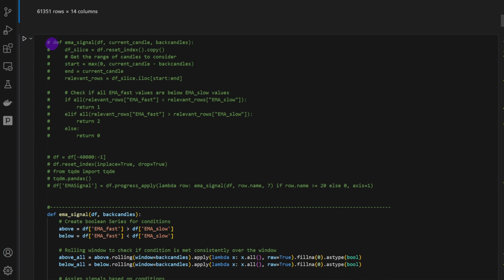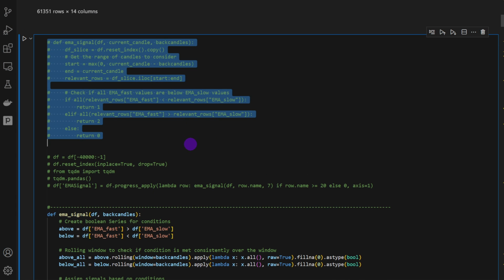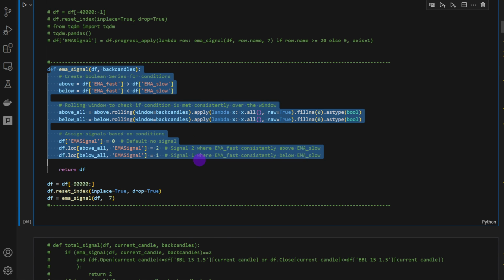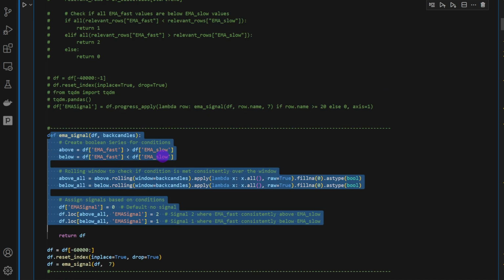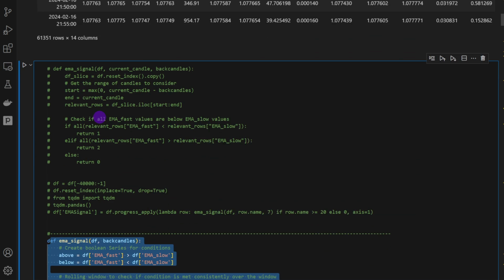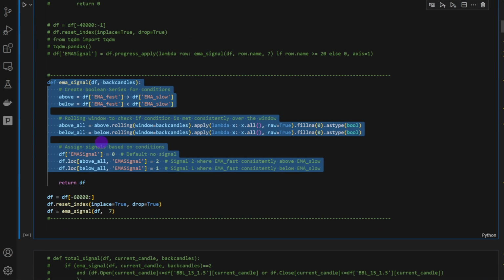So I replaced this function, the EMA signal, here by a vectorized version that works much faster because we need to test on a wider set of data this time. So we're not going to be content with testing a few thousand candles. We need to go above this because we need to apply the forward testing as well.